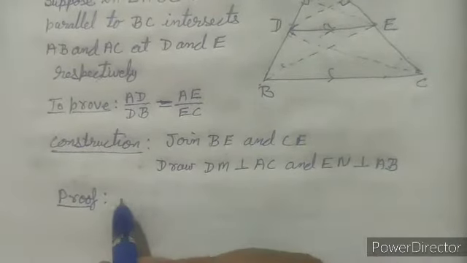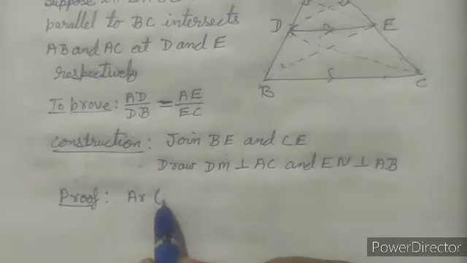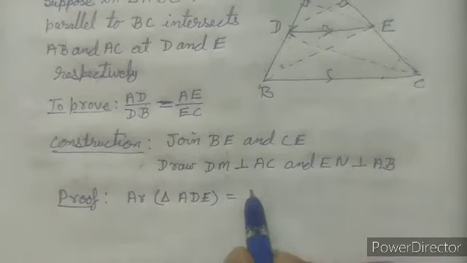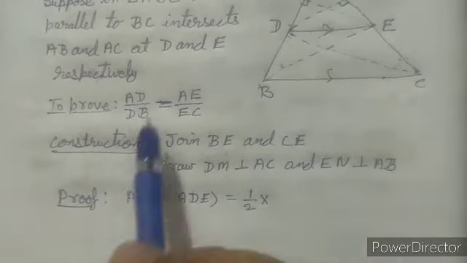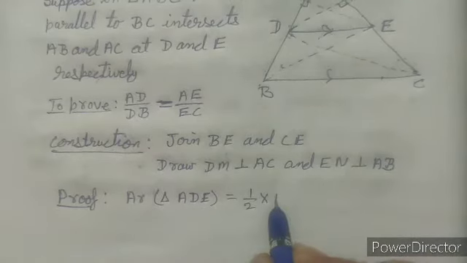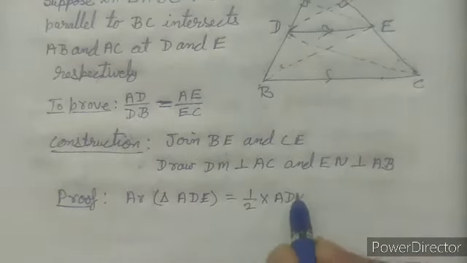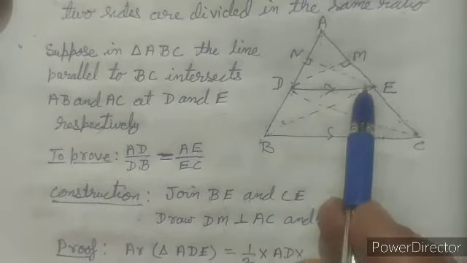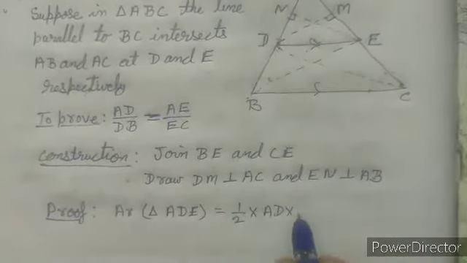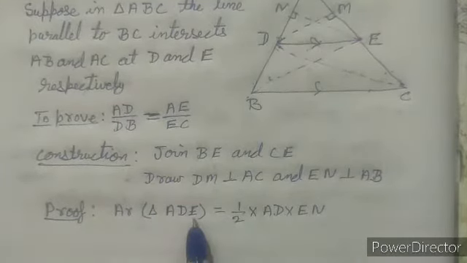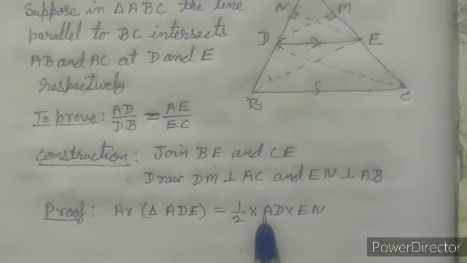Now in the proof, area of triangle ADE will be equal to half into base into height. So here we are taking AD as base. Now if we take AD as base, then the perpendicular on AD from the opposite vertex E is EN. So EN will be the perpendicular. You have already read that the area of a triangle is half into base into height.